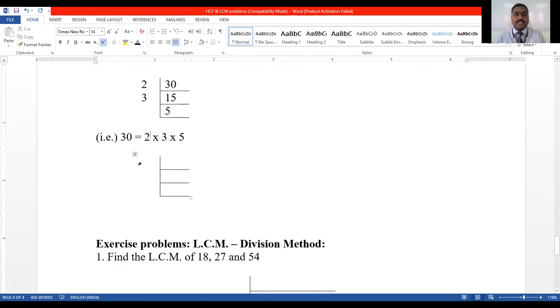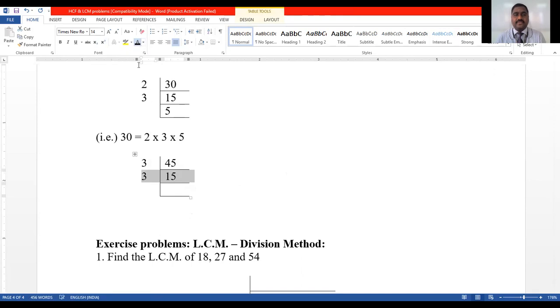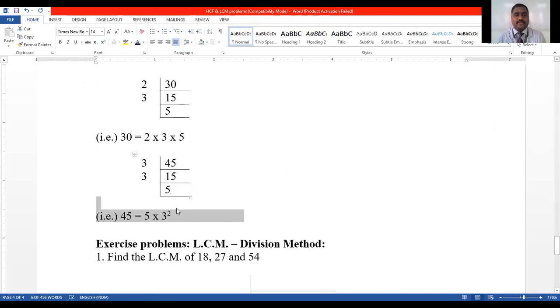Okay. And the next one, the third value, is 45. If you divide 45 by 3, you will get 15. Again, if you divide by 3, you will get 5. So the highest common values are 5 into 3 power 2. Right? Now, what is the LCM here?